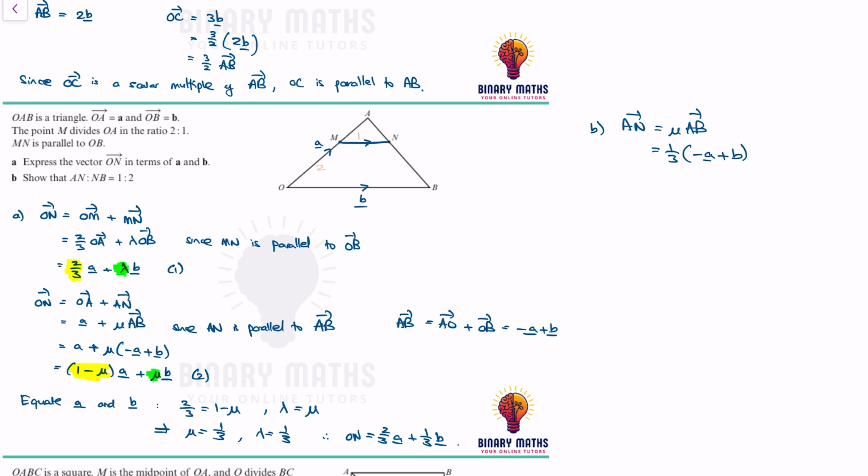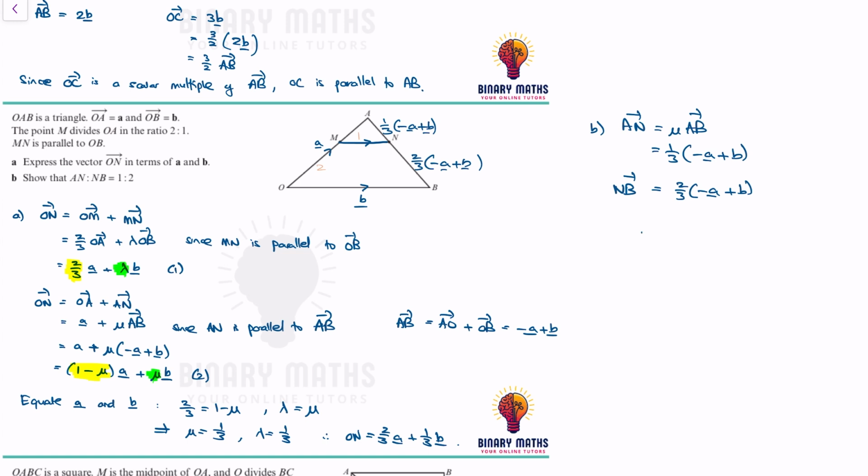If I work out now what N to B is, N to B is obviously, because this is 1/3 of minus A plus B, which is 1/3 of the whole way, then this must be 2/3 of minus A plus B. So N to B must be equal to 2/3 of minus A plus B.